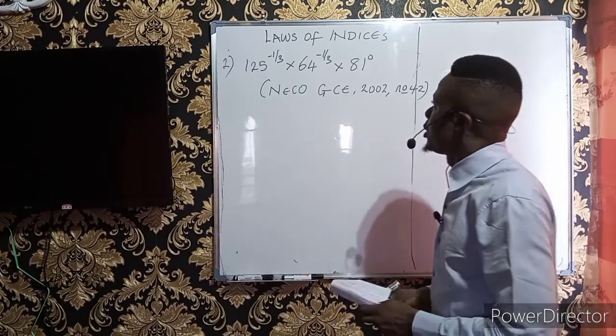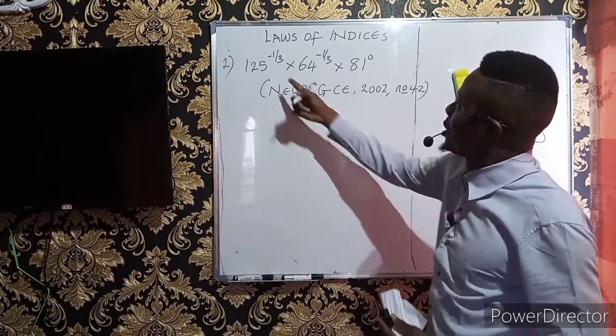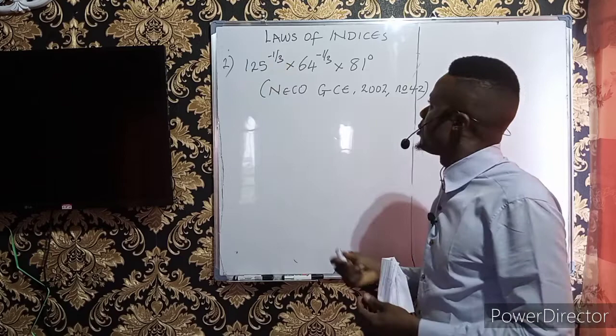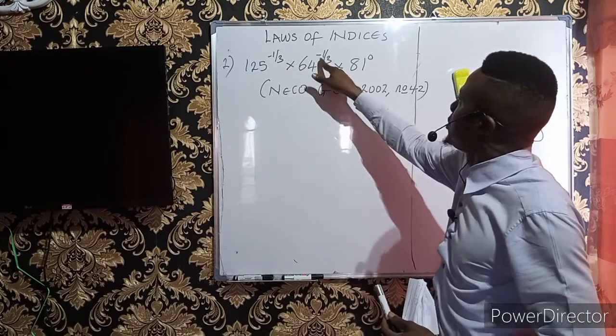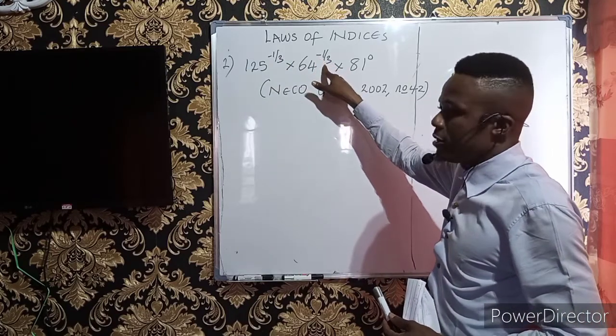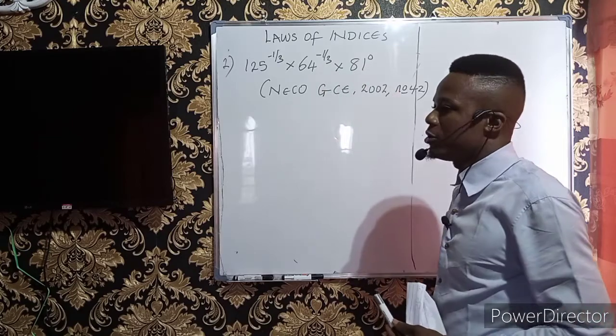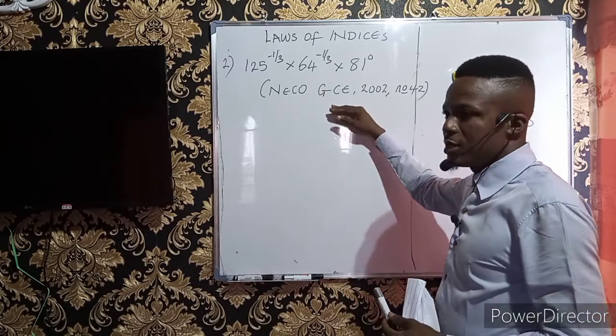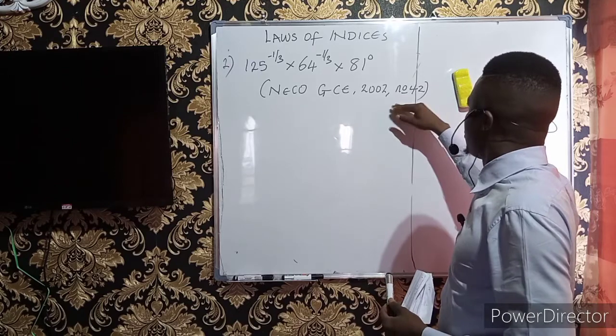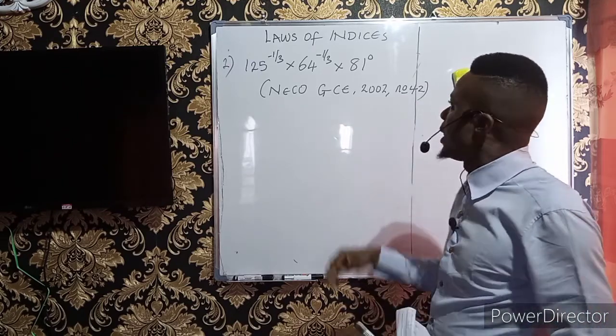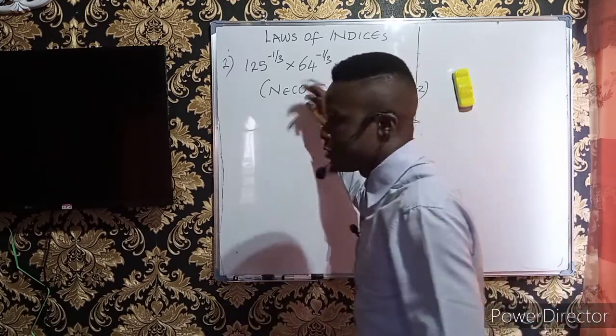All right, the second question I have here says 125 to the power of negative 1 over 3 times 64 to the power of negative 1 over 3 times 81 to the power of 0. This is coming from NECO GCE, November/December 2002, number 42. So we have to simplify this. So I'll have to rewrite it again.